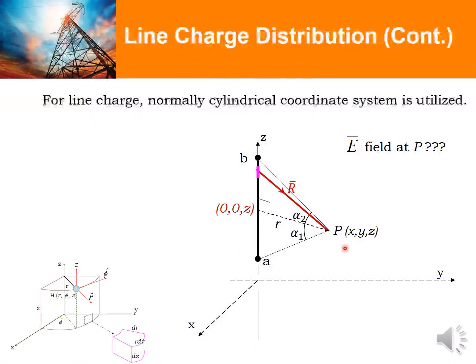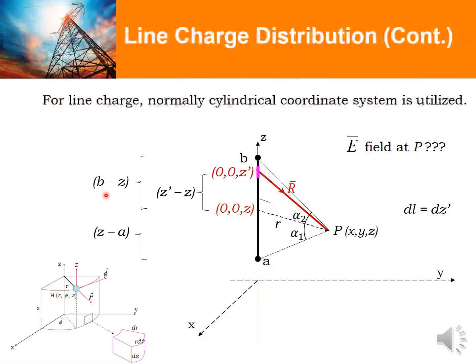Supposedly, point P has a coordinate of x, y, and z, and dq has a coordinate of 0, 0, z prime. Thus, the length between dq and this point is given as z prime minus z. The length from the upper boundary B to this point is equivalent to B minus z, whereas the length from this point to the lower boundary A is given as z minus A.